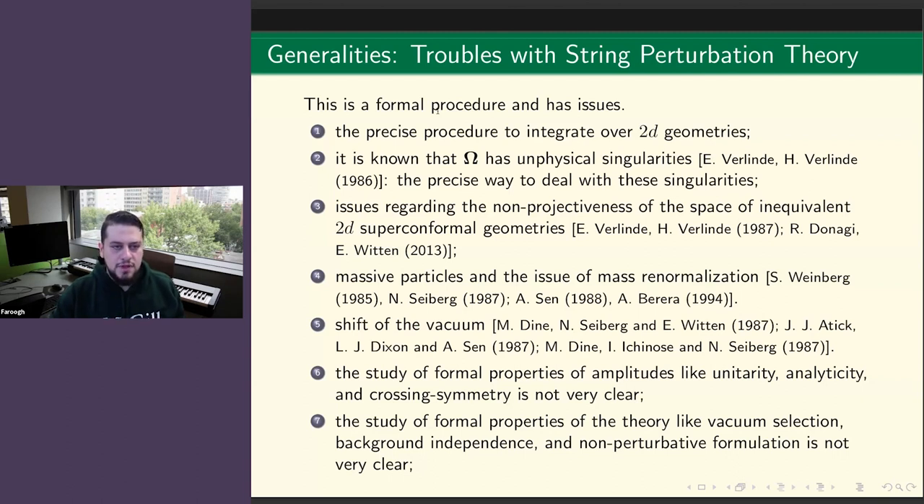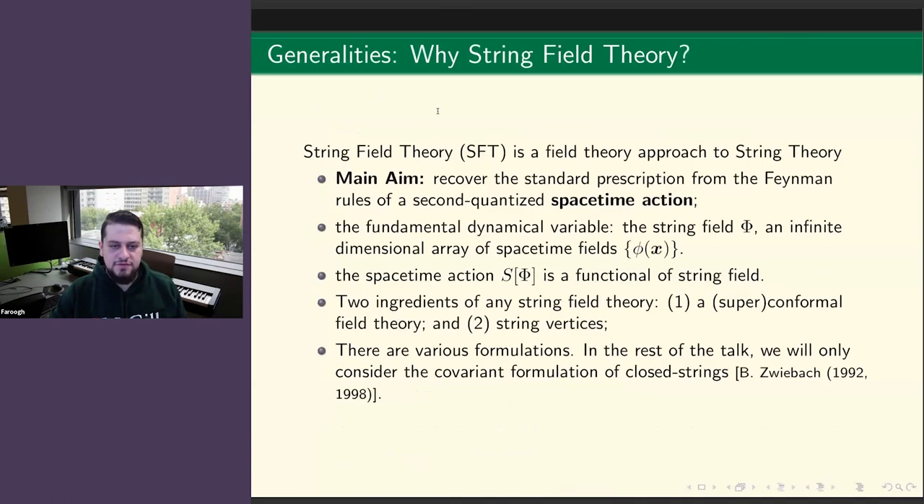So an alternative formulation of string theory is string field theory, which is basically a field theory approach to string theory, whose main aim is to recover the same result for the string amplitudes, but from the perspective of target space, a space-time action, basically a second quantized space-time action. Just like in quantum field theory, the dynamical variable is a string field instead of a quantum field. And it consists of an infinite array of space-time fields. And again, just like classical field theory, the space-time action is a functional of the string field.